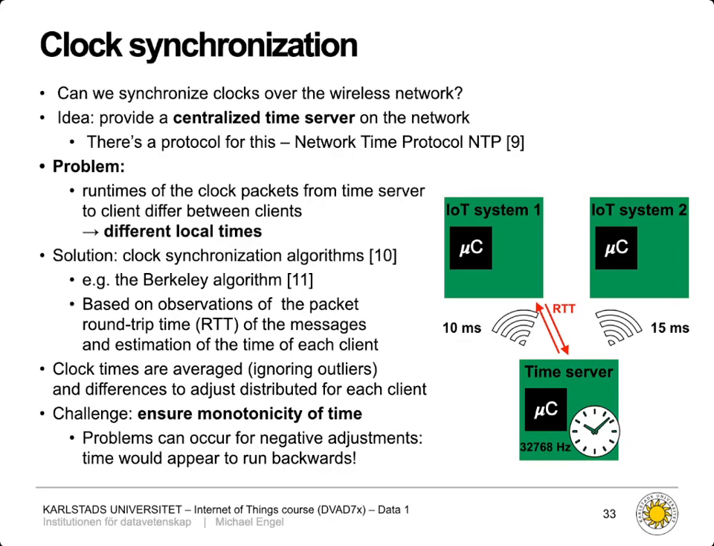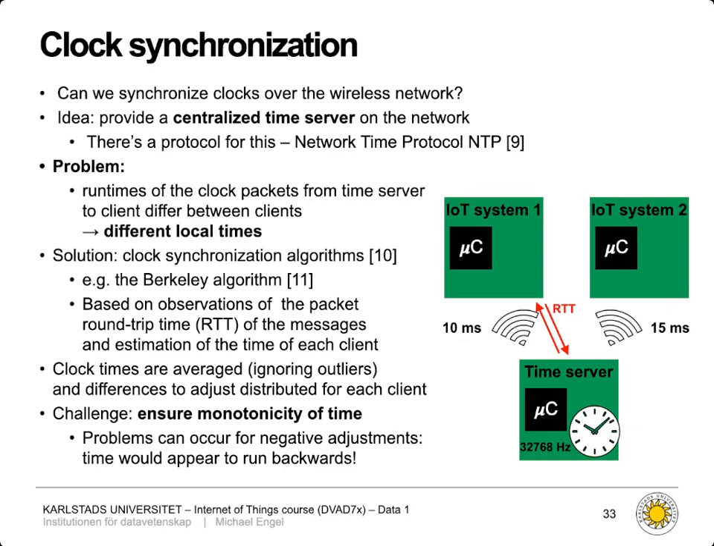Well, that's a problem. So the solution is to try clock synchronization algorithms. These have been invented already to synchronize early machines in the 1980s over the internet. And there's things like the Network Time Protocol, which is an RFC, which we linked here. And these used a relatively simple algorithm. And one of these is the so-called Berkeley algorithm.